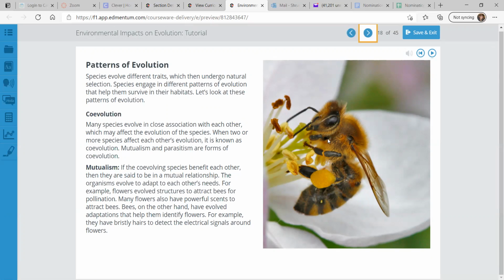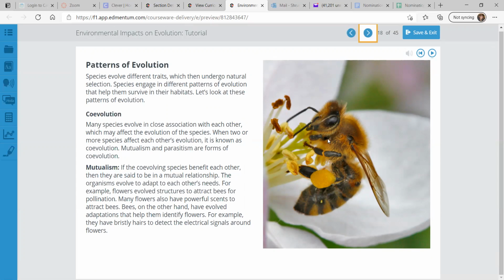Coevolution. Many species evolve in close association with each other, which may affect the evolution of the species. When two or more species affect each other's evolution, it is known as coevolution. Mutualism and parasitism are forms of coevolution. Mutualism: if the co-evolving species benefit each other, then they are said to be in a mutual relationship. The organisms evolve to adapt to each other's needs.